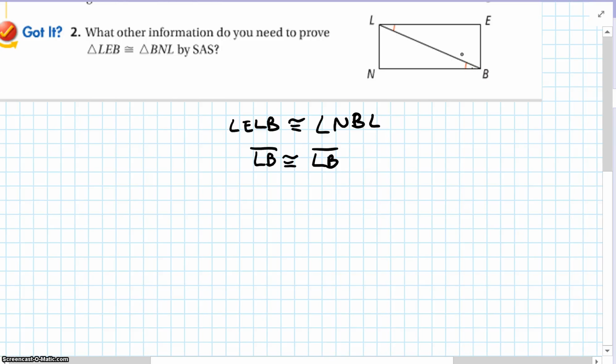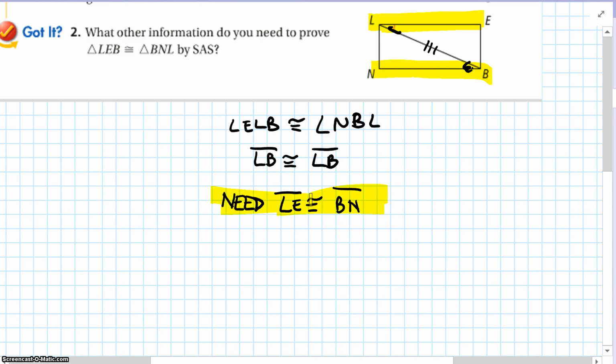So what do we need? What other information do we need? We need a side. We have an angle and we have a side. So we need to be able to prove LE is congruent to, again, we have a side, we have an angle, BN. So we need to be able to prove this side is congruent to that side. So we need to be able to prove LE is congruent to BN. Okay? Again, we're trying to prove by side angle side.